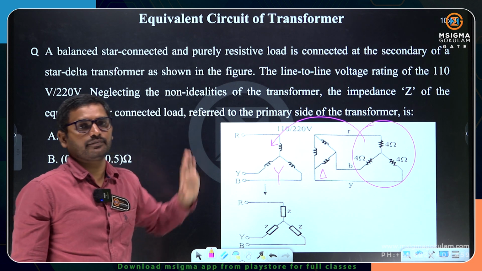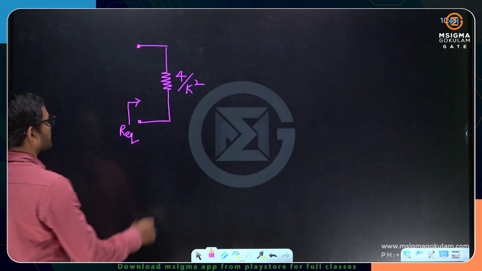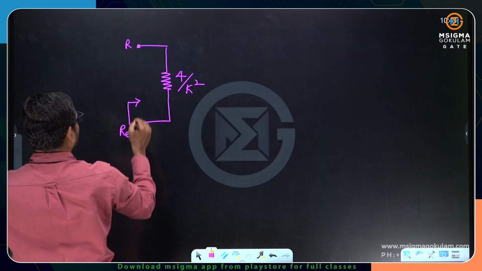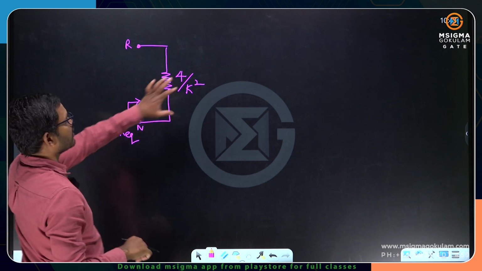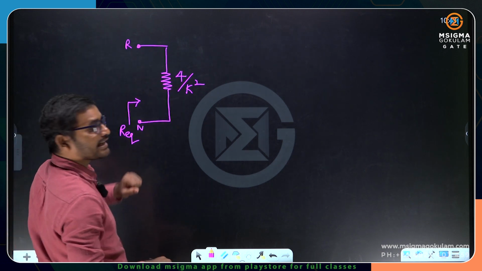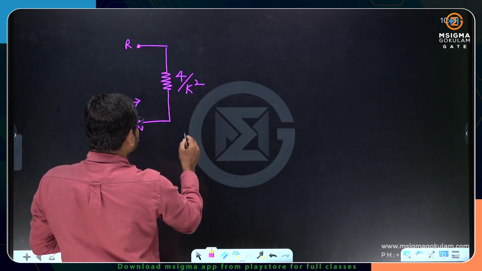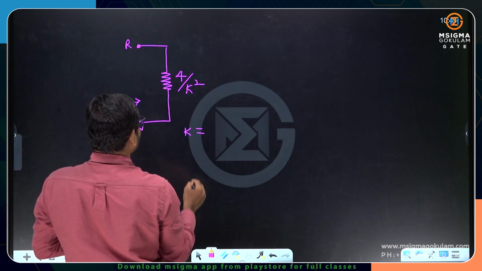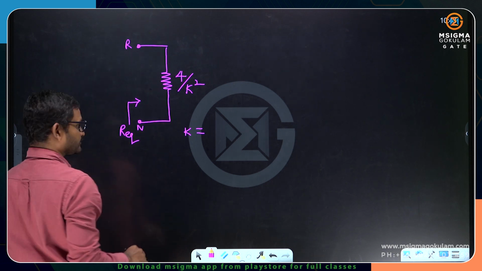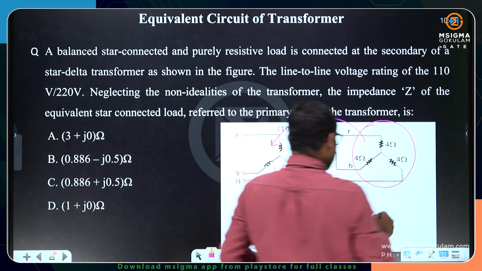R to neutral you take up. R phase to neutral. This is R phase and this is neutral. 4 by k square. What is k? Transformation ratio. Be careful. K is equal to the transformation ratio. So be careful: at what voltage is it operating?